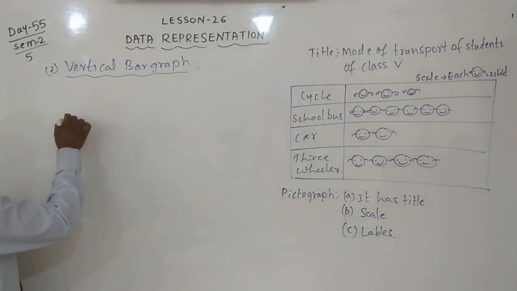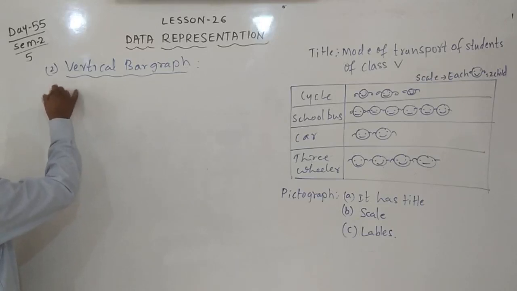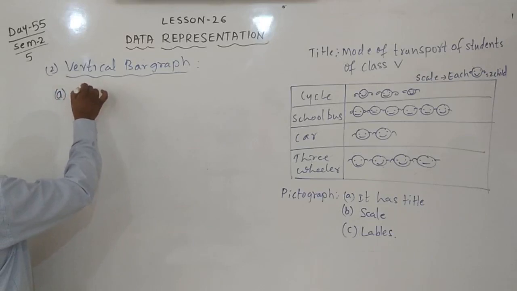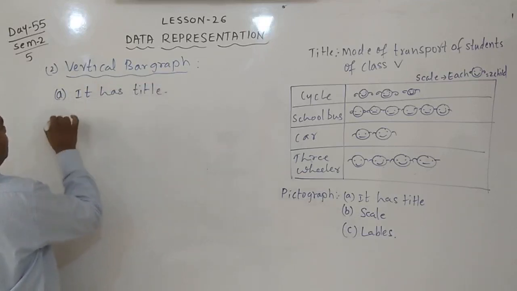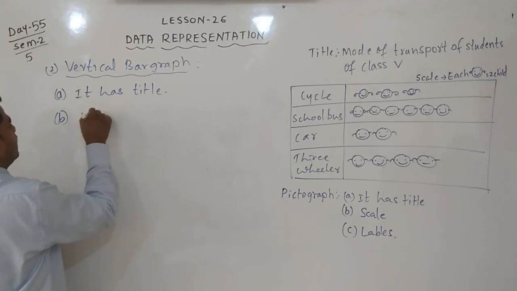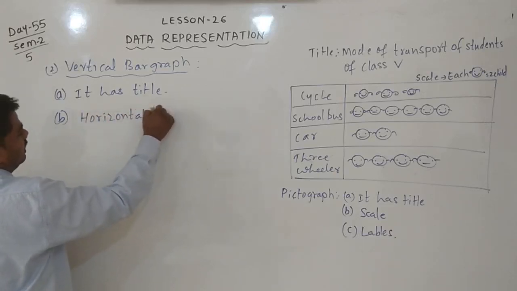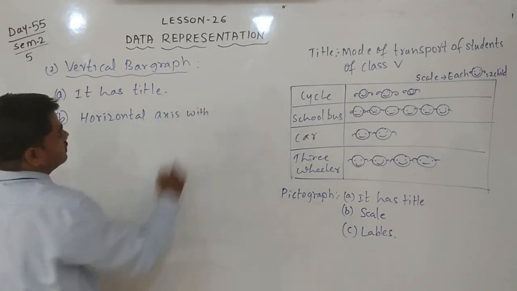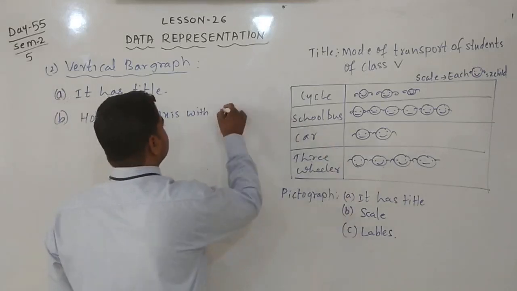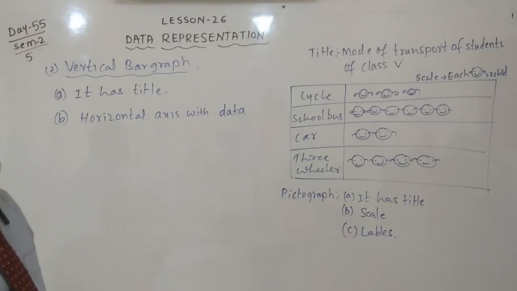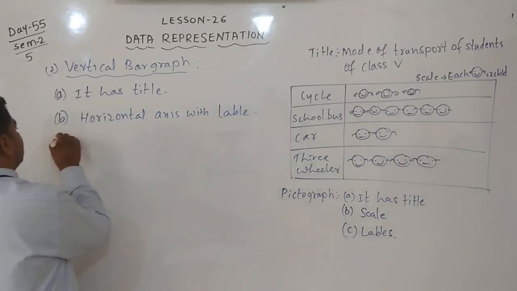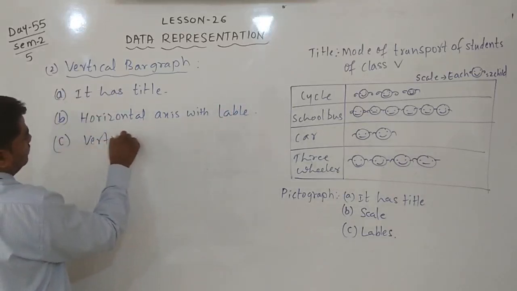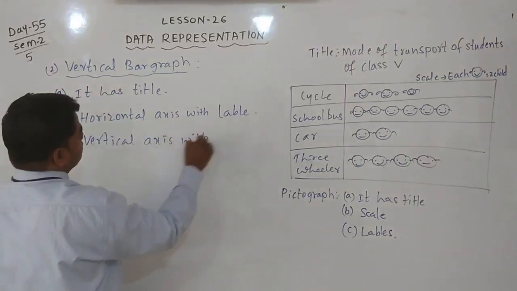Here we can write: a vertical bar graph has a title, a horizontal axis with labels, and a vertical axis with data.